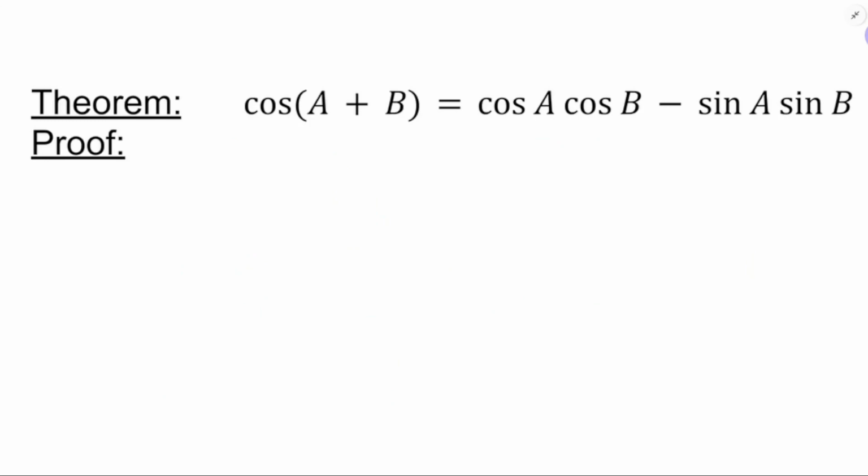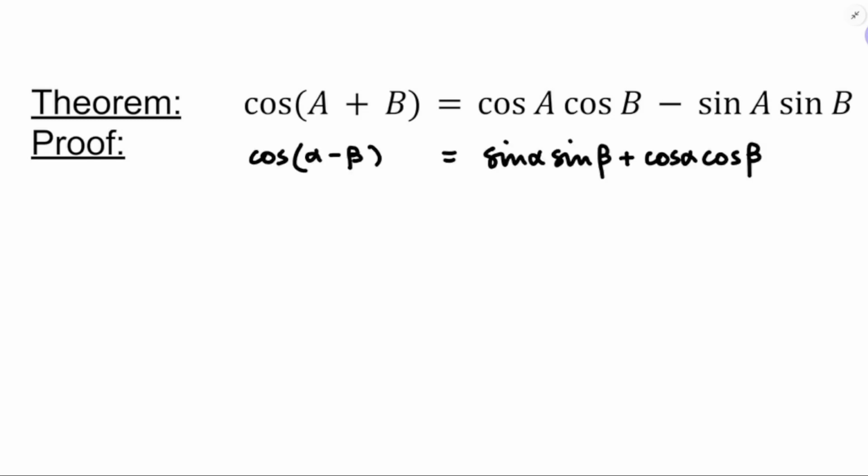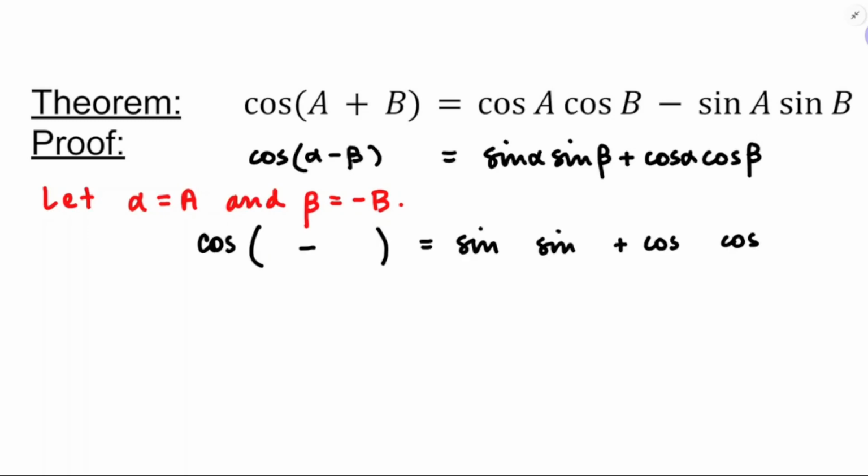Now, if we wanted to show the addition formula for cosine, we're just going to use the subtraction formula that we just developed, and then we're going to substitute on beta. So we're going to let alpha equal A and beta equal negative B. We're going to set up with the formula that we've got of a difference, except I'm going to substitute A in for alpha and negative B in for beta.